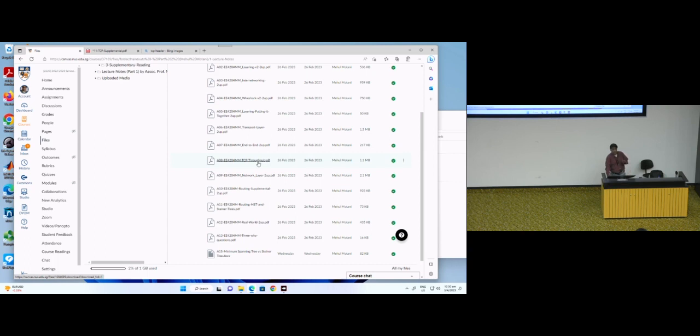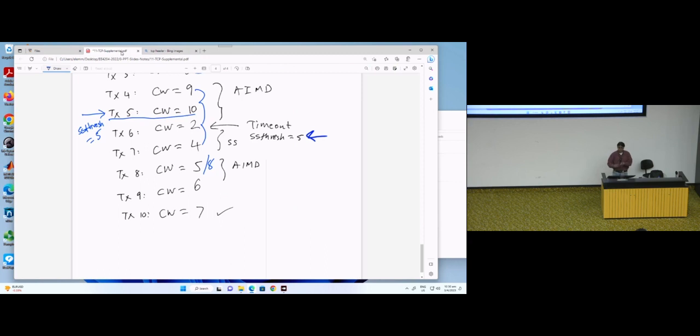So today we'll talk about this handout. We'll talk about routing supplemental and real world. Okay, that's the goal today. So we're still here. What's going to happen here? So I had a timeout at transmission 5. Set my slow start threshold to 5. My congestion window to 2, 2, 4.